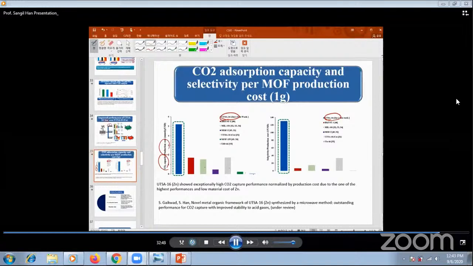Also for the selectivity, CO2 and nitrogen adsorption selectivity for production cost. So this is exceptionally higher than other already reported materials. So as a result, this developed UTH-16 zinc material provides high CO2 capacity and adsorption selectivity. Also, it can be synthesized with very low materials cost.